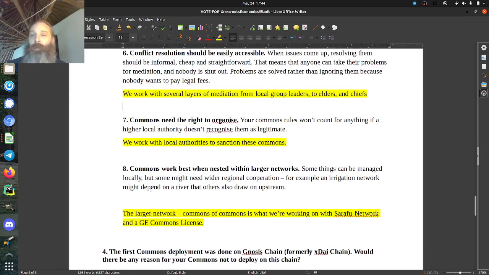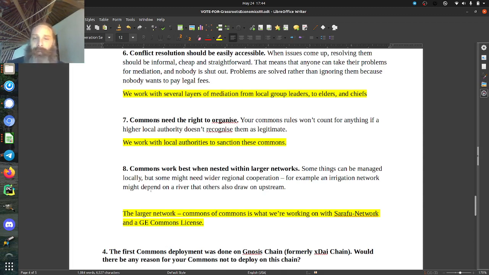Conflict resolution, we go through local authorities. There are several layers of mediation processes and conflict resolution, from local group leaders to village elders to chiefs. And it can go on up above that if it has to, but we've never seen that. Right to organize, local communities and sanctions.